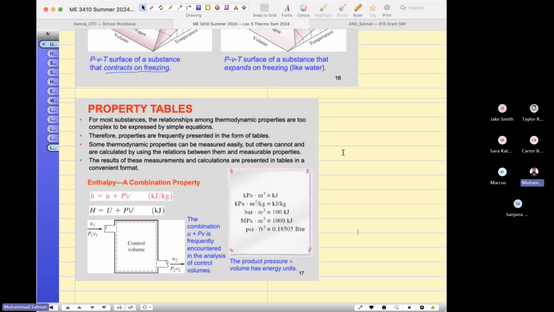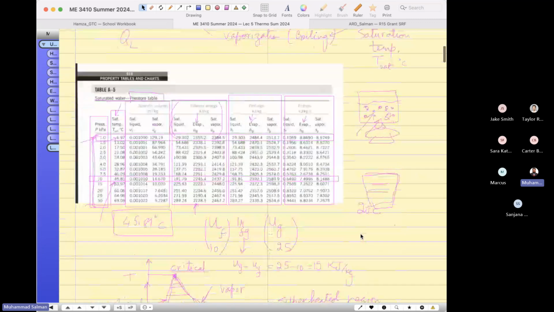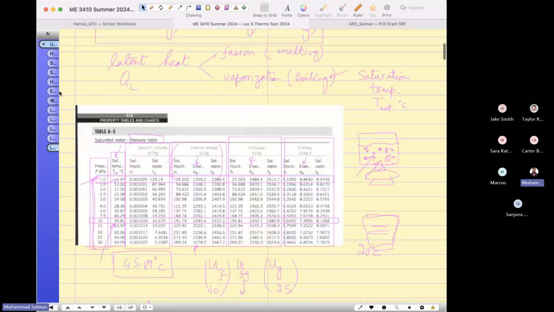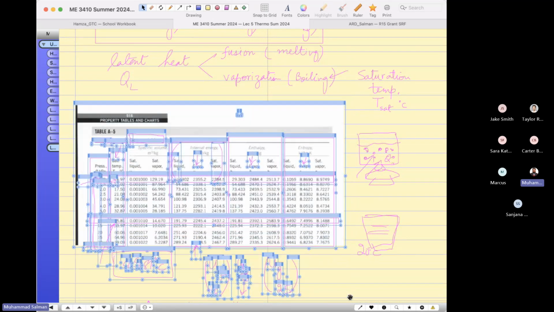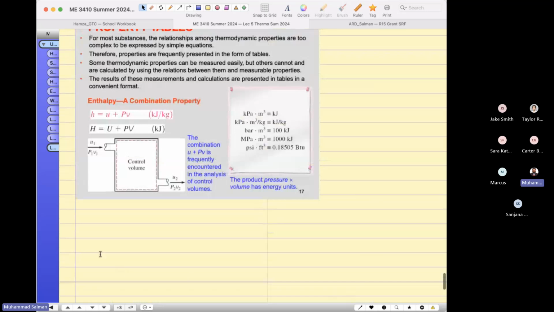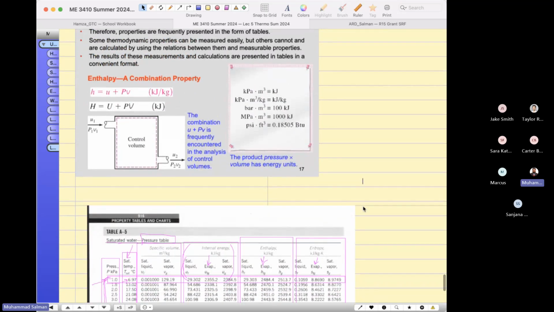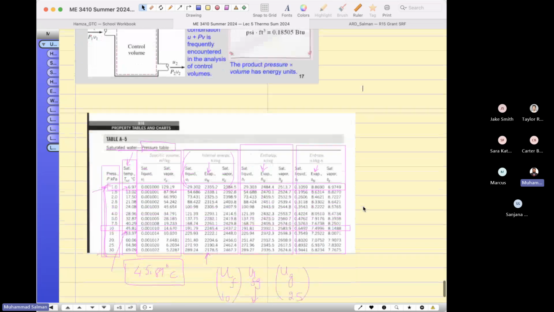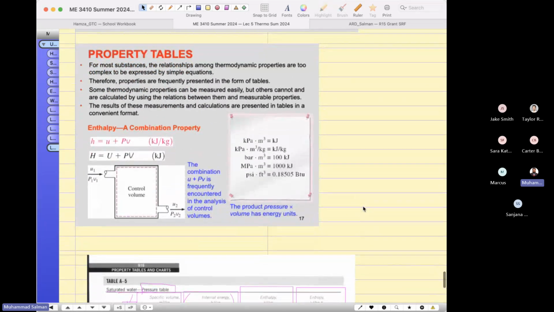So we were talking about the properties, table properties, and I have alluded to you that these table properties, let me copy and paste in our slide here, will help you understand the different types of properties associated with a pure substance.